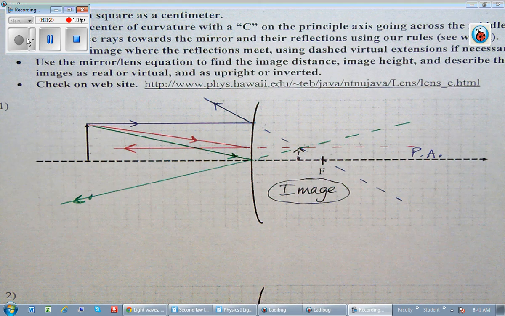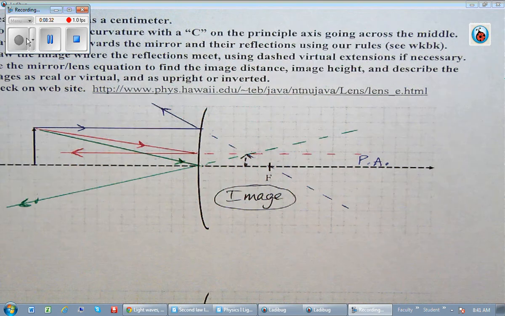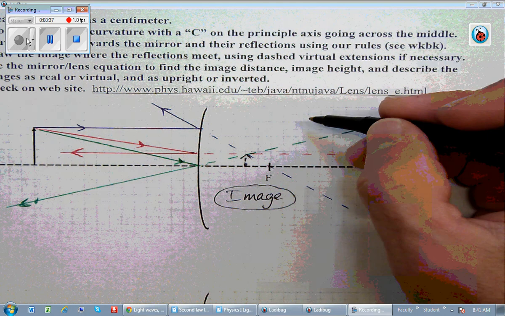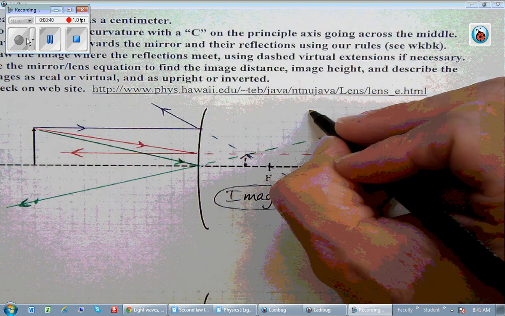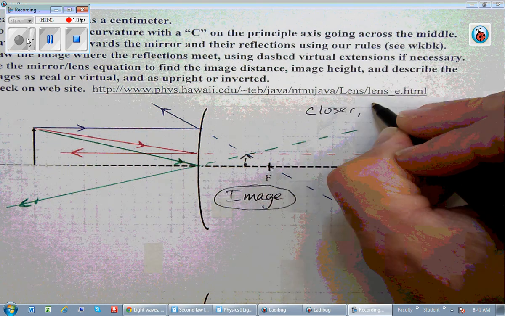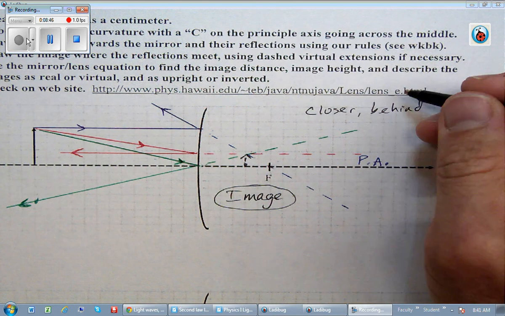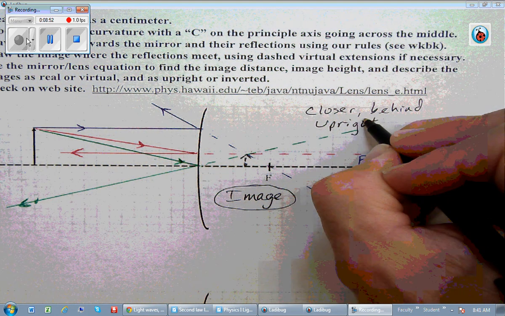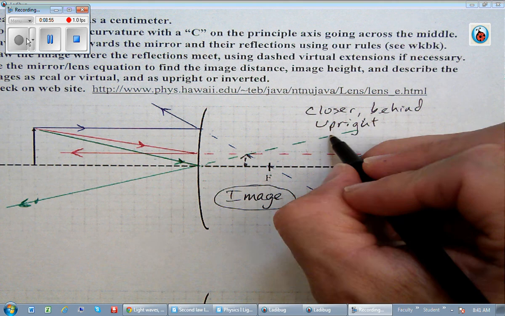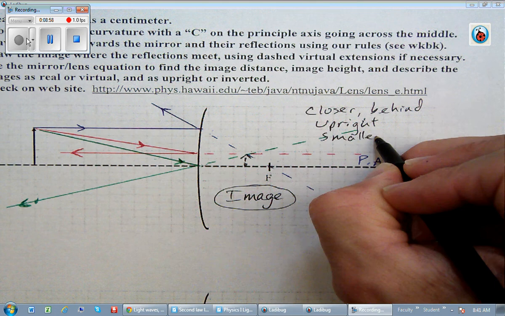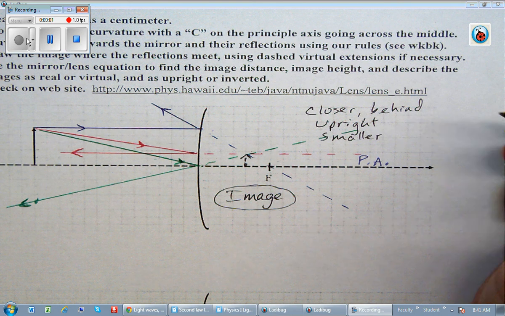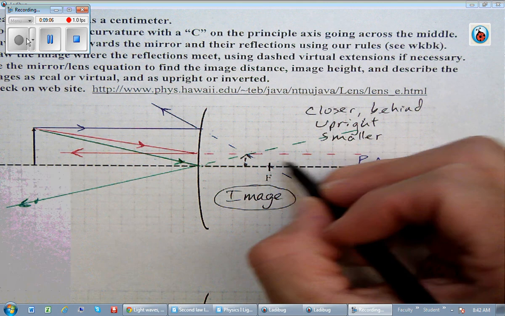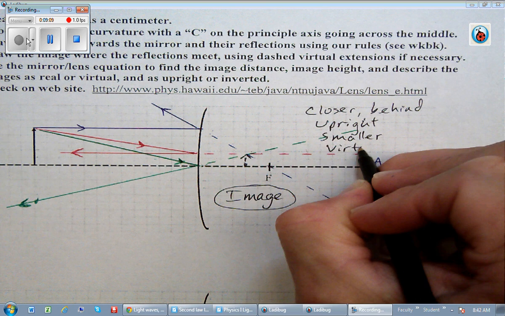And we can notice a few things then about the image. Remember, we have what in the tutorial Mr. Henderson refers to as the LOST method. It's going to tell you something about the location. And so this is closer and behind the mirror. The orientation, notice it's pointing up just like the object was, so we call it upright. The size is smaller. And the T is the type of image. Because it's behind, it's a virtual image. No light rays are actually back there.